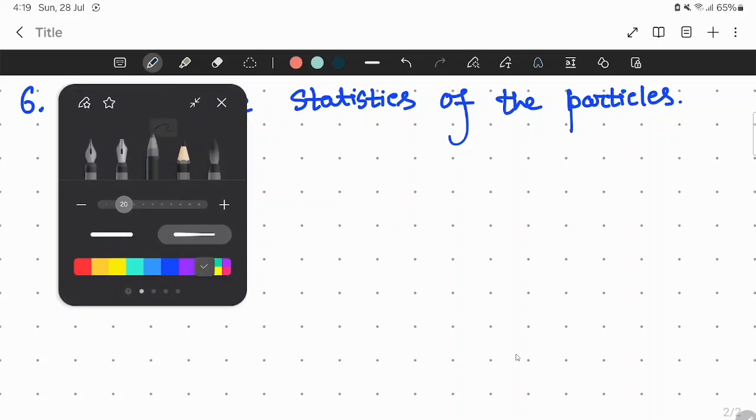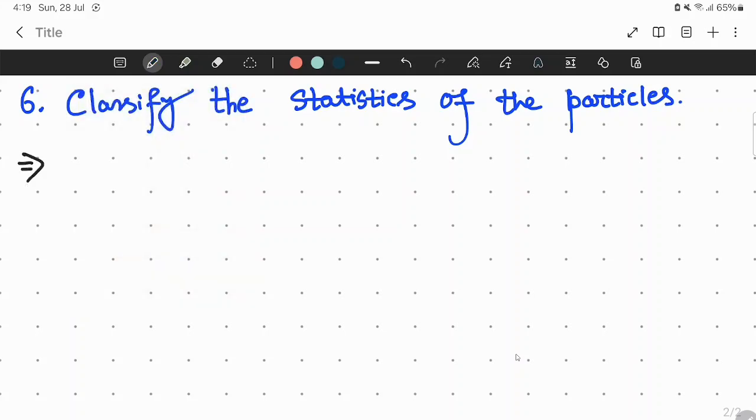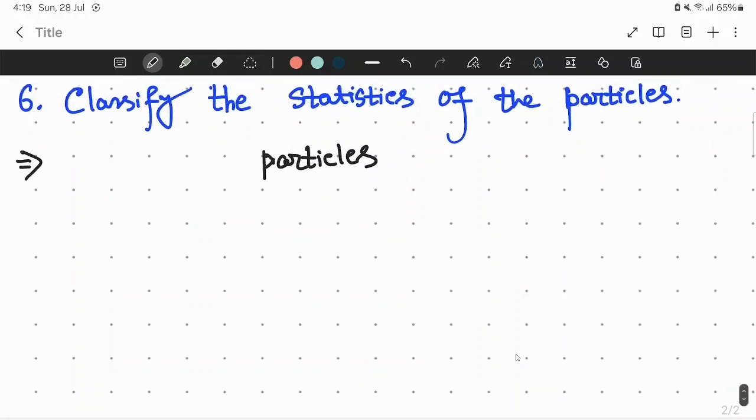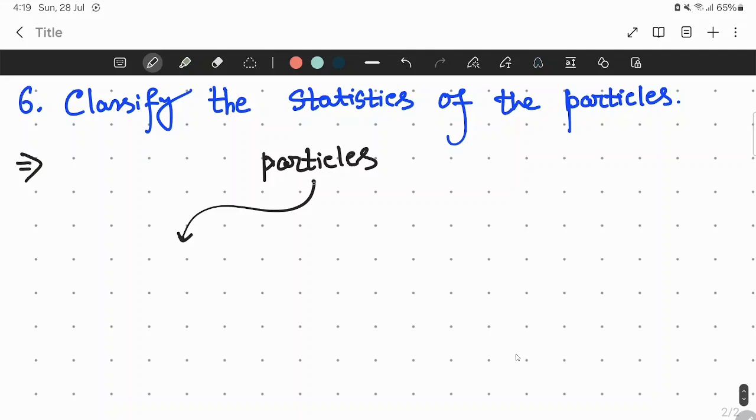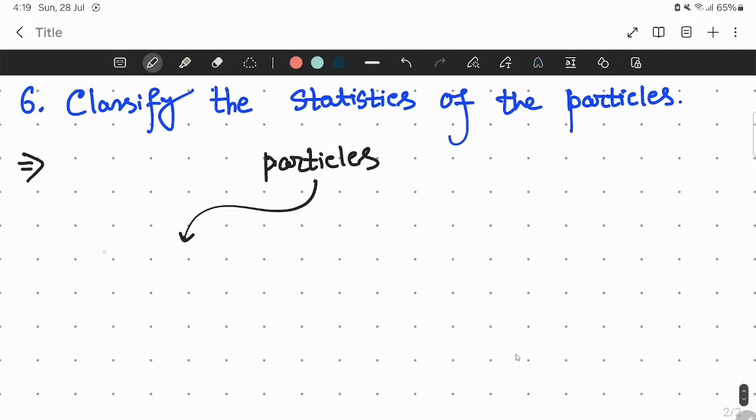So what is the classification of the particles? Because we know there are essentially two types of things in the universe. One is particle, another one is wave. So here in statistical mechanics or statistical thermodynamics, we will deal with particles, various types of particle. So essentially there are two types of particle. The first one is classical particles.